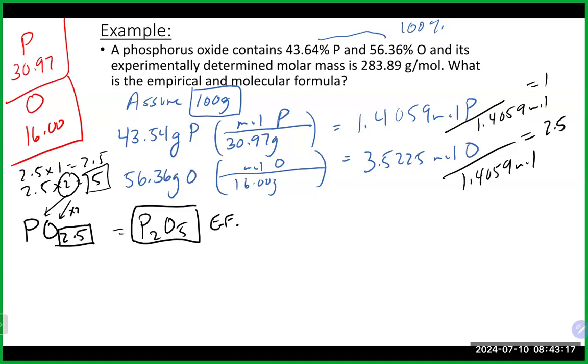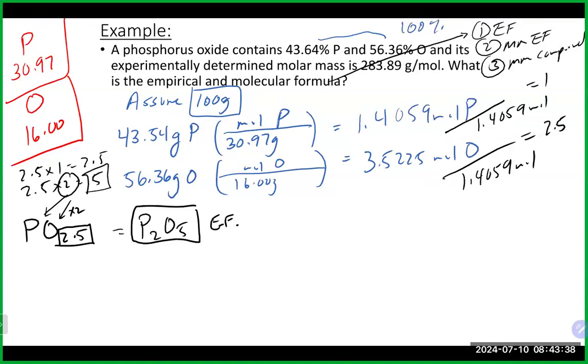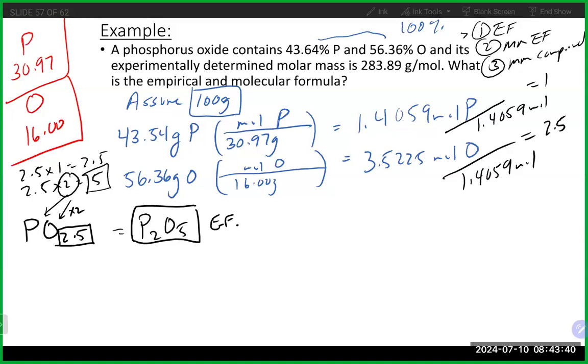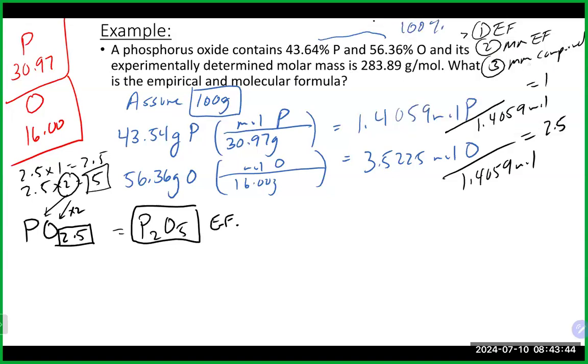All right, so we multiply by 2. The 3 things that we need for the molecular formula are the empirical formula, which we just calculated, the molar mass of the empirical formula, and the molar mass of the compound, which was given to us before I put a line through it. There it is, 283.89. So that is what was given to us here.